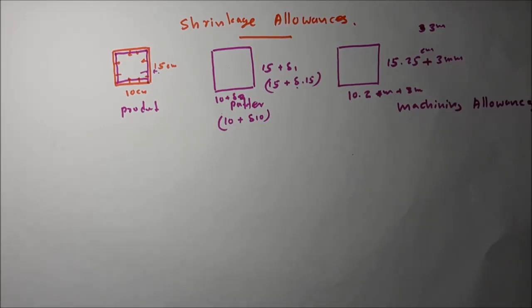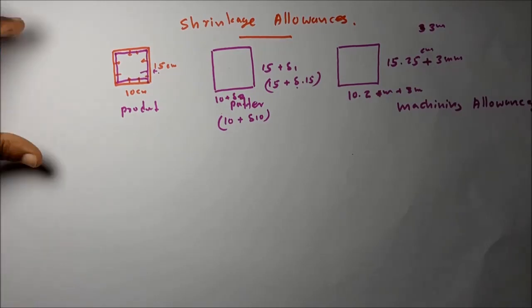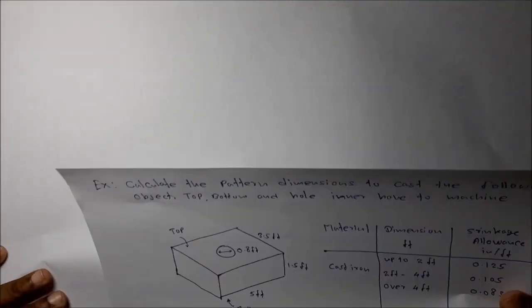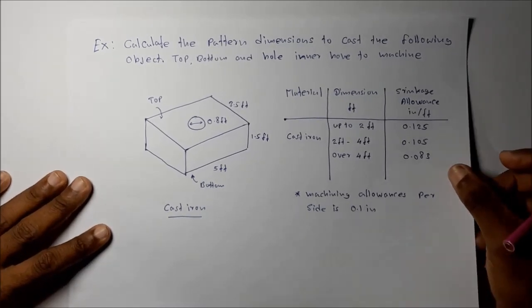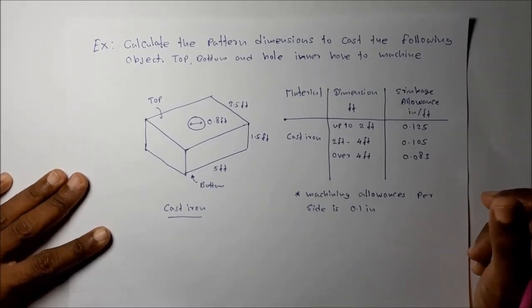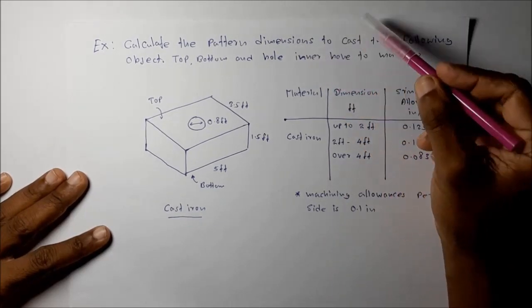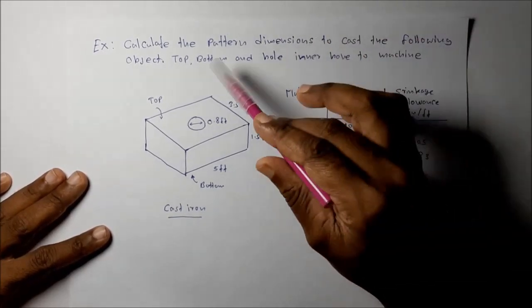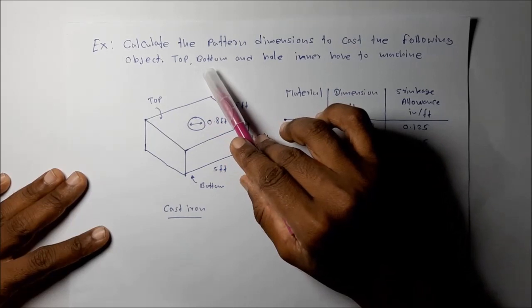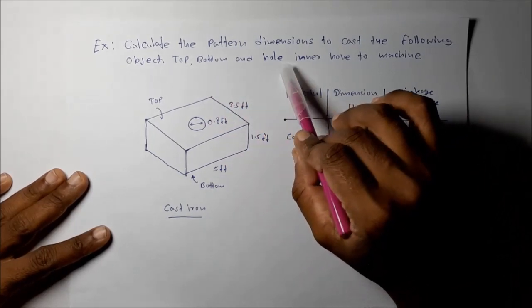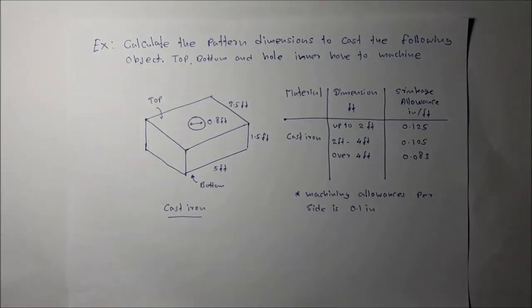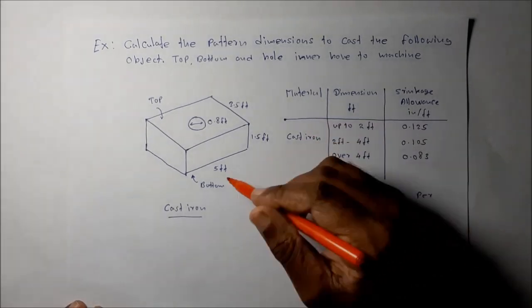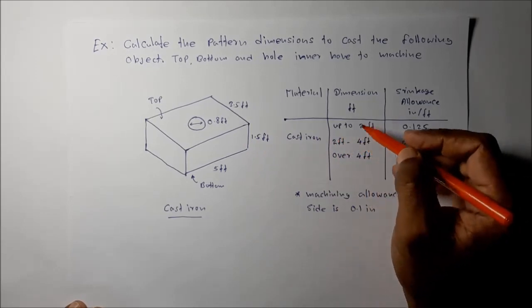Then we are going to discuss an example problem on shrinkage allowances and machining allowances. This is the problem we are going to discuss. Calculate the pattern dimensions to cast the following object. The top and the bottom and the whole inner have to be machined. The important thing is that in this problem the material is cast iron. This product is manufactured in cast iron.